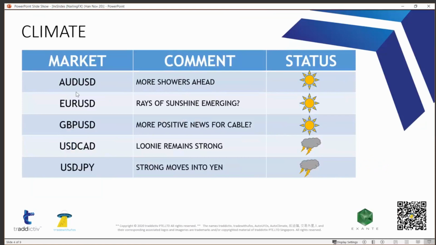We have had, in the major pairs, the Aussie dollar kind of come off a little bit, but it's been kind of shining. But there are some showers coming up soon. Even though we have had some upward moves in really all of the pairs this week, Aussie, Euro, and Pound, inversely the dollar CAD and dollar yen have moved to the downside pretty much.